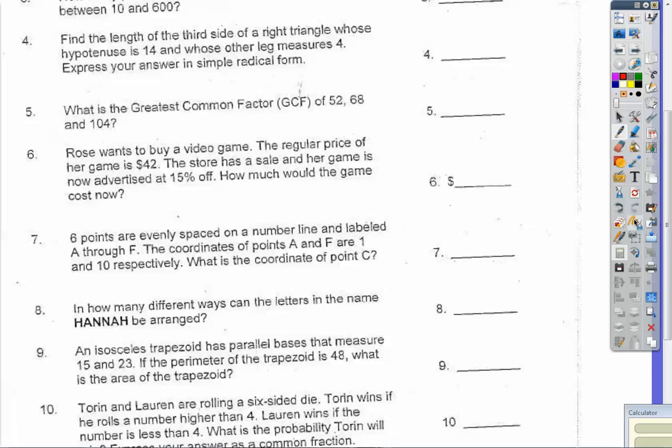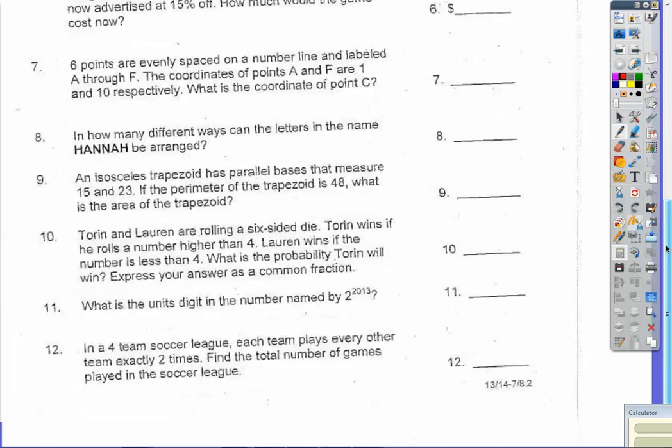Number 9, the isosceles trapezoid. An isosceles trapezoid has parallel bases. So here's our trapezoid, and the bases are 15 and 23. And if the perimeter of the trapezoid is 48, what is the area of the trapezoid? So far, my trapezoid has 23 plus 15 accounted for. So 23 plus 15 is 38.